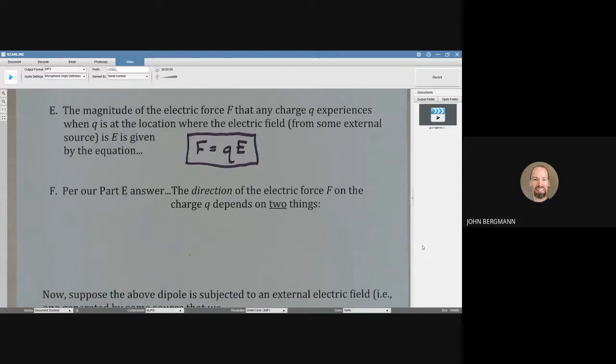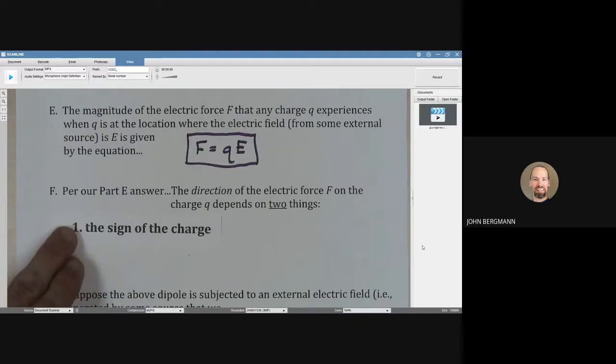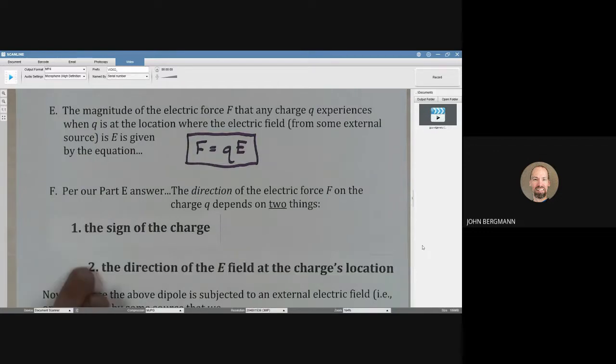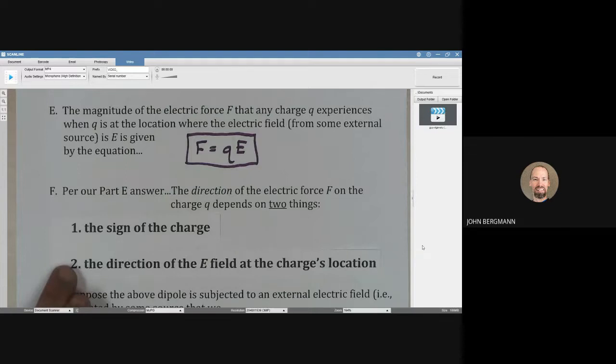The direction of this electric force depends on two things. One depends on the sign of the charge, whether the charge that's in the field is positive or negative, and what the direction of the field is at that location. The magnitude is given by the equation there. The direction is definitely going to be tangent to an electric field line, but which tangential direction, you might say, depends on what sign the charge has and what direction the electric field has.